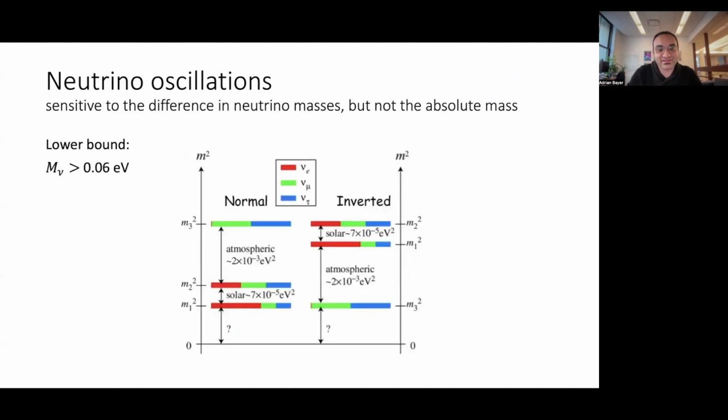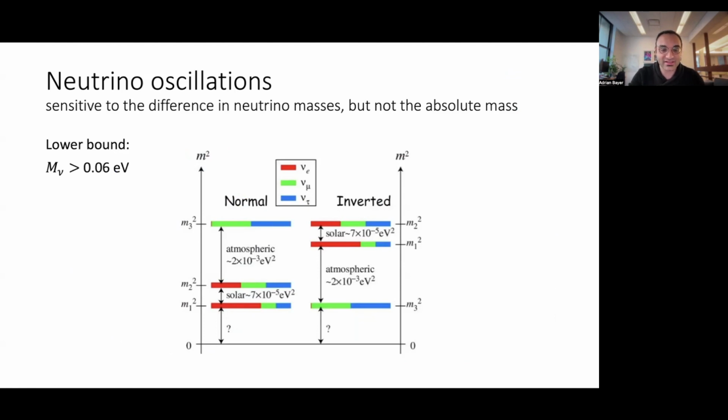But neutrino oscillations only tell you about the difference of masses in the different mass eigenstates. So what the neutrino oscillation experiments tell us is that there could be two different hierarchies of neutrino masses. You could have the normal hierarchy or the inverted hierarchy. In the normal hierarchy, there are two very light neutrinos and one heavier neutrino. And in the inverted hierarchy, there are two heavy neutrinos and one lighter neutrino. But the key point is that neutrino oscillations don't tell you the absolute mass scale.